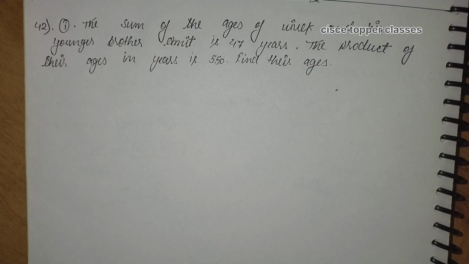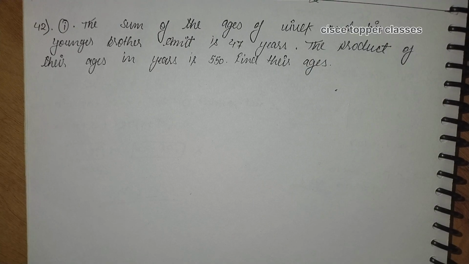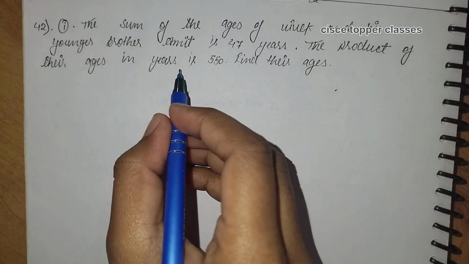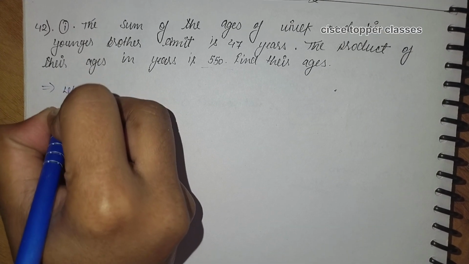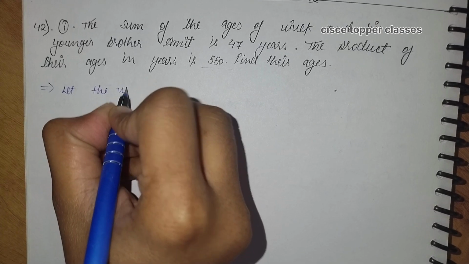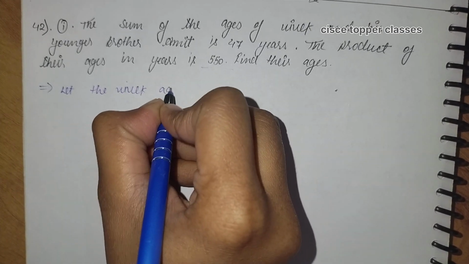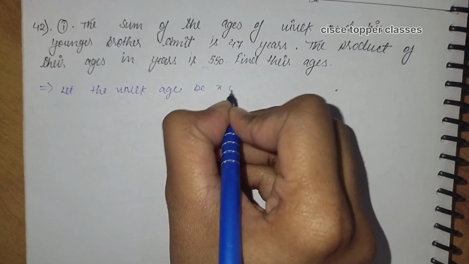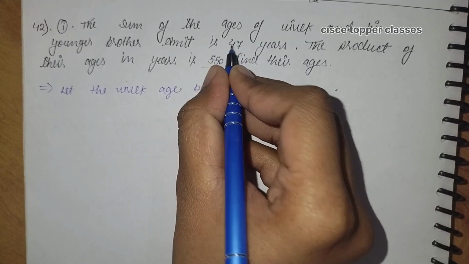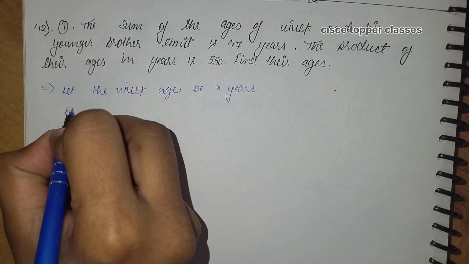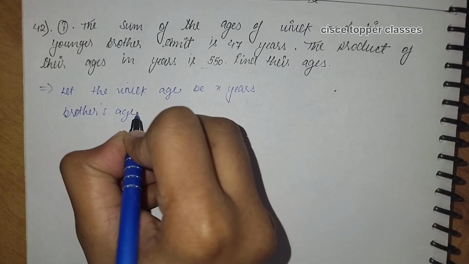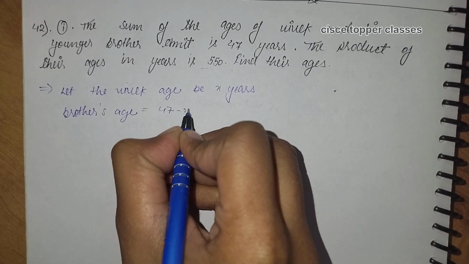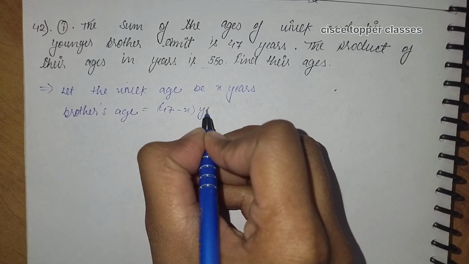Let us solve question 42 first part. The sum of the ages of Vivek and his younger brother Amit is 47 years and the product of the ages in years is 550. We have to find the ages. So firstly we will let the Vivek age be x years. So from that we can write, because the sum is 47, the brother of Vivek, that is Amit, the age will be 47 minus x years.